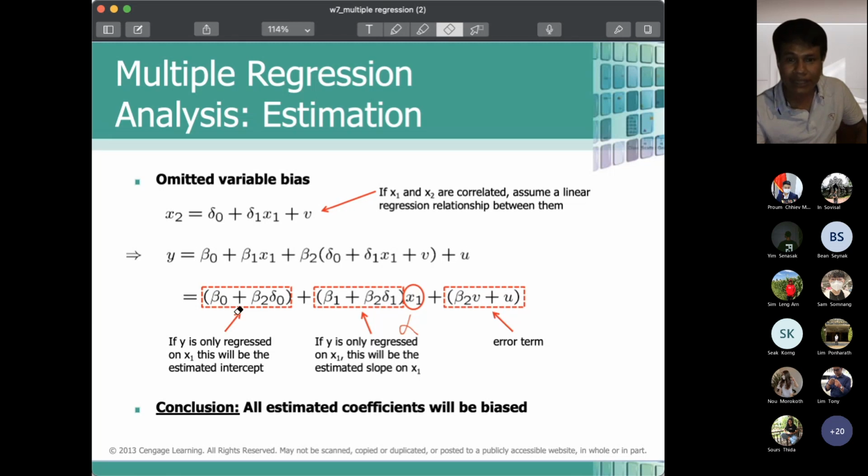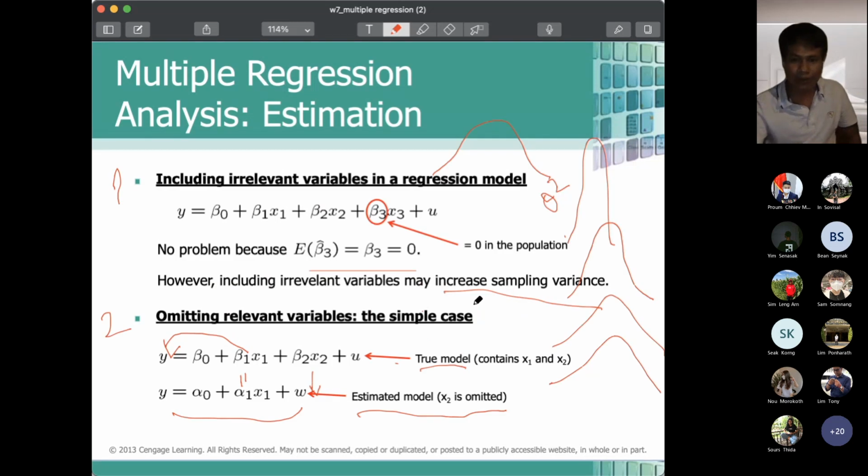Rearrange this equation for the estimated model. We get this. This is the alpha 0 in the estimated model, this is the alpha 1, and this is the new error term. Look again at this model. In the true model you have two independent variables, but in the estimated model you have only one x, and then you have alpha 0, alpha 1, and this error term.